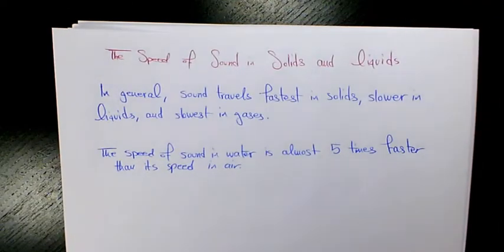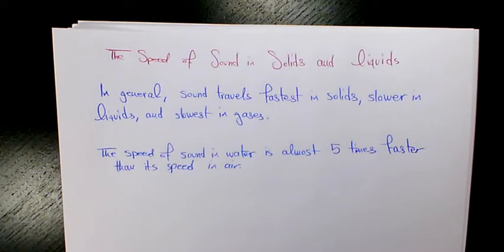What about the speed of sound in solids and liquid? In general, sound travels fastest in solids, then slower in liquids, and after that gases. So the speed of sound in solids is greater than the speed of sound in liquids, and the speed of sound in liquids is greater than the speed of sound in gases. For example, the speed of sound in water is almost 5 times faster than its speed in air.